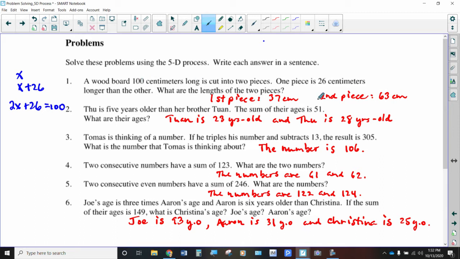That is how you would decide if the answer was correct. You would check it. You'd make sure that each one of those meets our definitions. This is 26 more than that, and the combined total is 100, which makes these the correct answer.